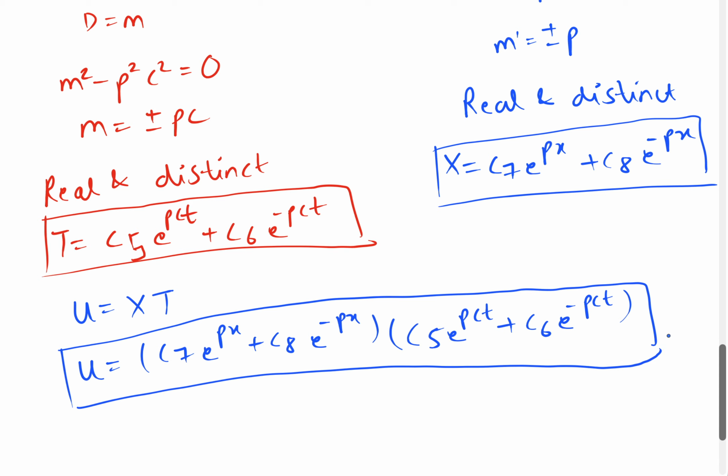Now we will do the third case, that is when k is negative. Let's cover it in the next video.